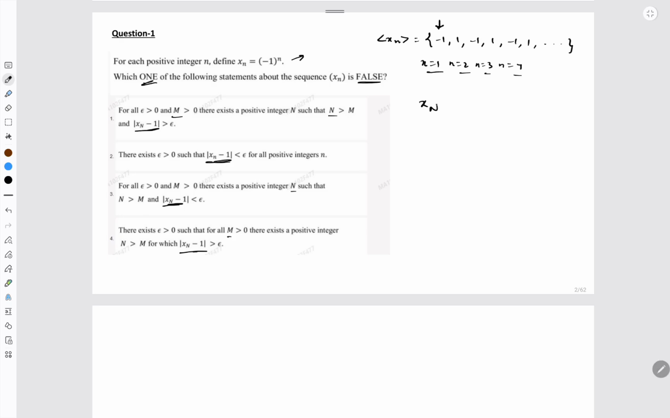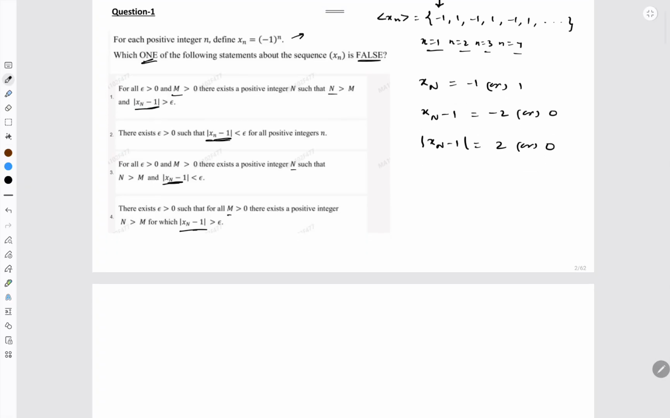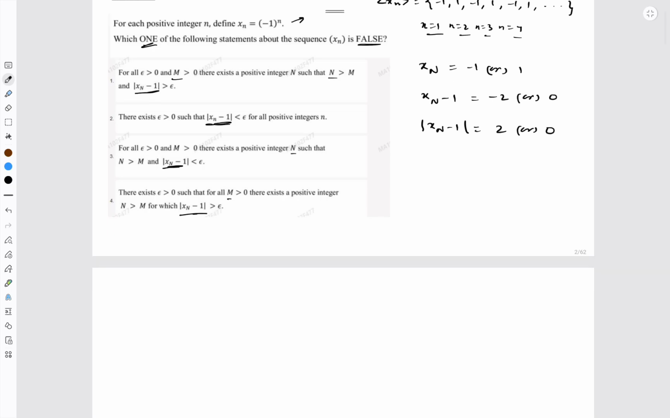If you just understand the notations, it will be very easy, right? So xn is either -1 or 1, where n stands for any index. So if I subtract 1 from this and take the modulus, |xn - 1| is either 2 or 0, right? Now let us start evaluating option 2, because option 2 looks a bit simpler.